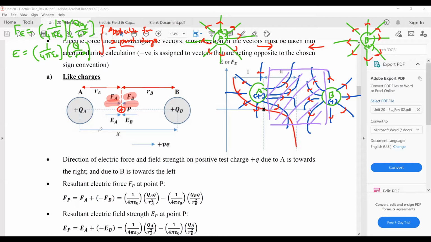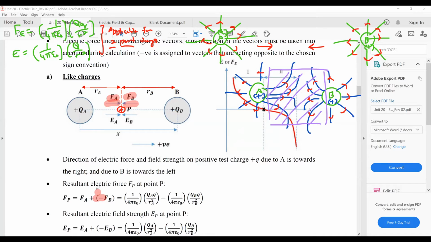So when I want to add them up together to find out what's the resultant force, it will be Fp equals Fa plus negative Fb. Why is there a negative here? Because force is a vector. You need to take into account their direction. If you see that one of it is acting in the opposite direction, you will have a negative.